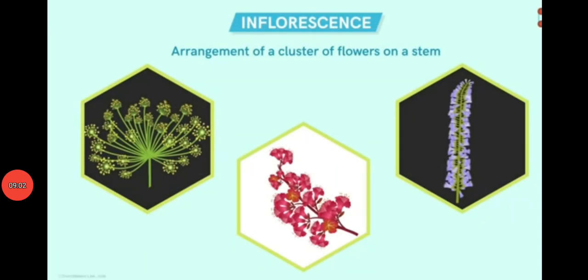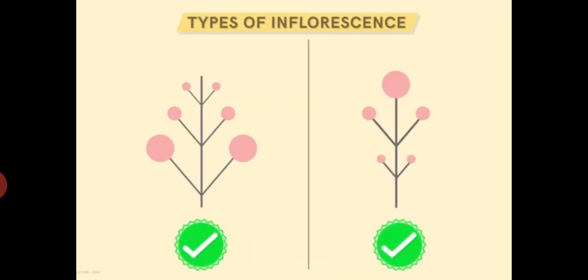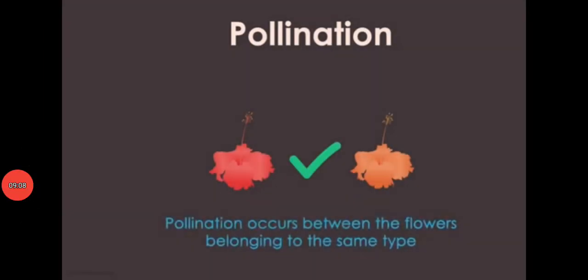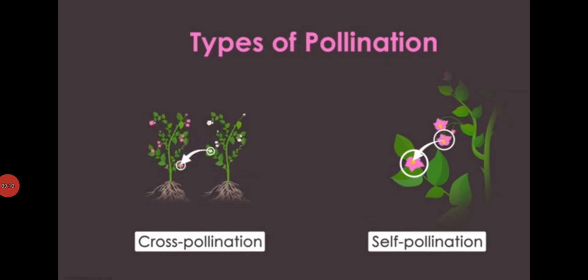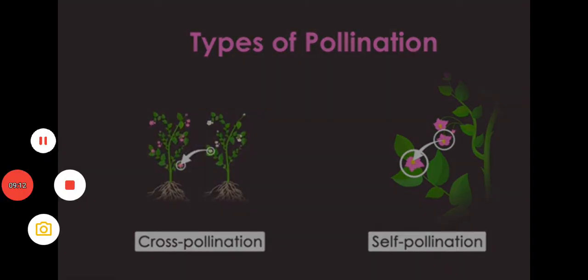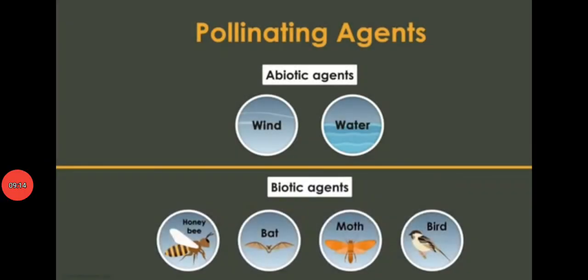So, today we have discussed inflorescence, its types, pollination, types of pollination, and the pollinating agents. That's all for today. In our next class, we shall discuss fertilization.